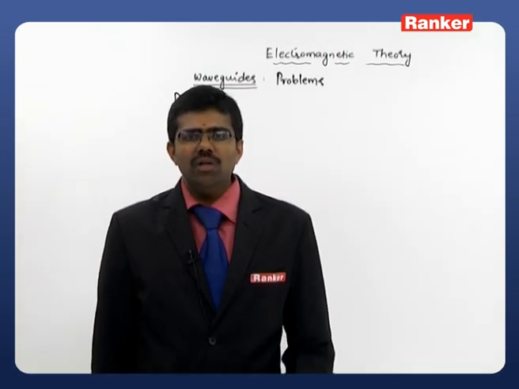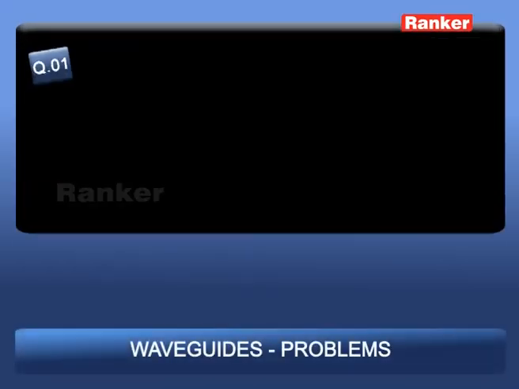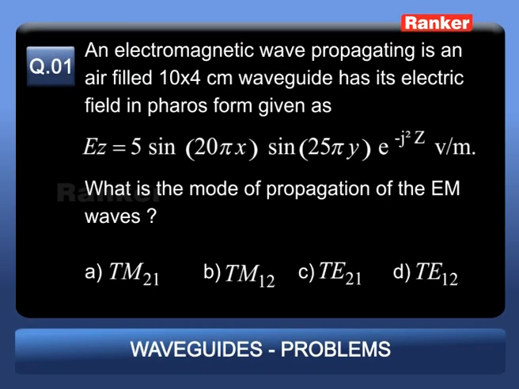Now, based on the concepts we have learned till now, we will solve a few problems on waveguides. Problem 1. An electromagnetic wave propagating in an air-filled 10 by 4 cm waveguide has its electric field in phasor form given as Ez = 5 sin 20 pi x sin 25 pi y e^(j beta z) volt per meter. What is the mode of propagation of the electromagnetic wave? Option A TM21, option B TM12, option C TE21, option D TE12.